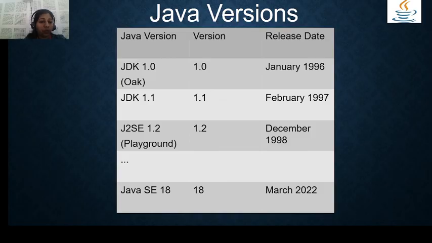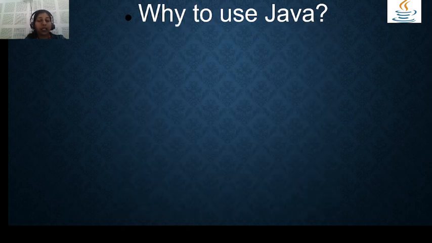Now Oracle Corporation has decided to follow a pattern in which every even version is released in the month of March and the odd version will be released in September. Okay, the next part is why to use Java. Java is open source, which means it is designed to be publicly accessible. That means anyone can see its source code and distribute it as they see fit.